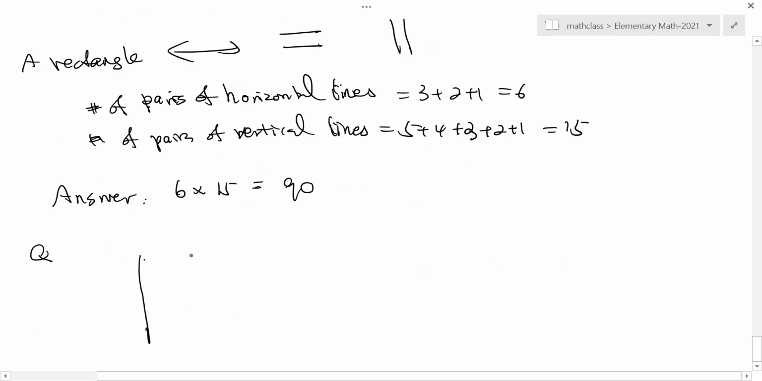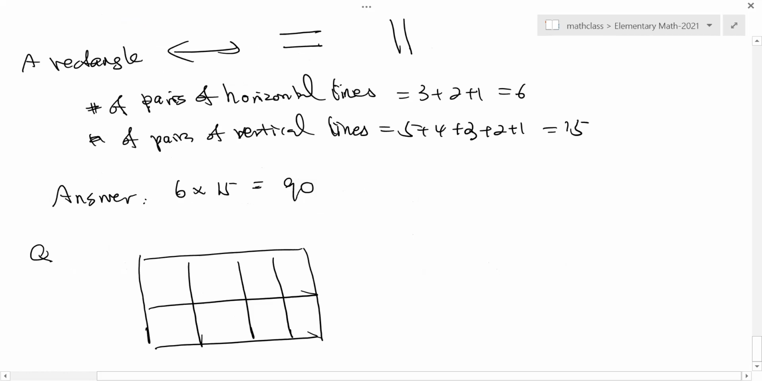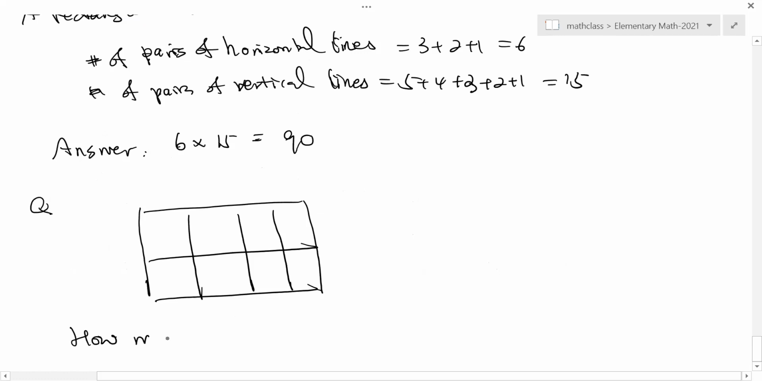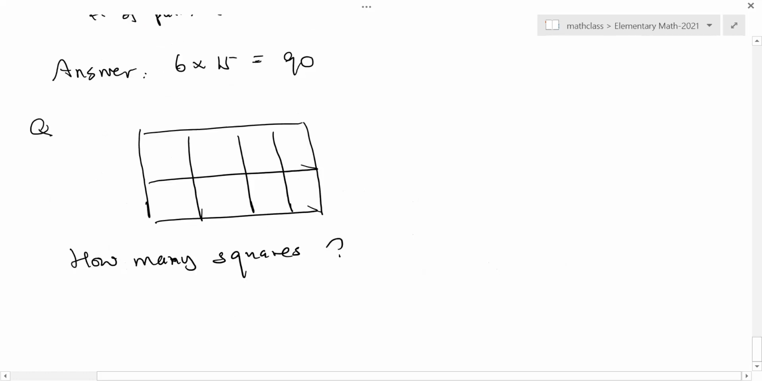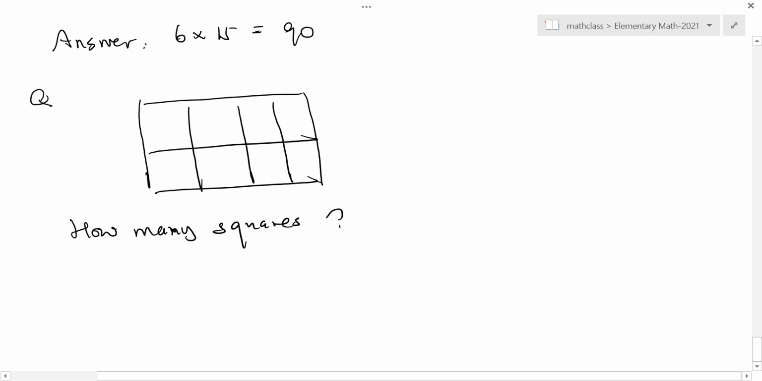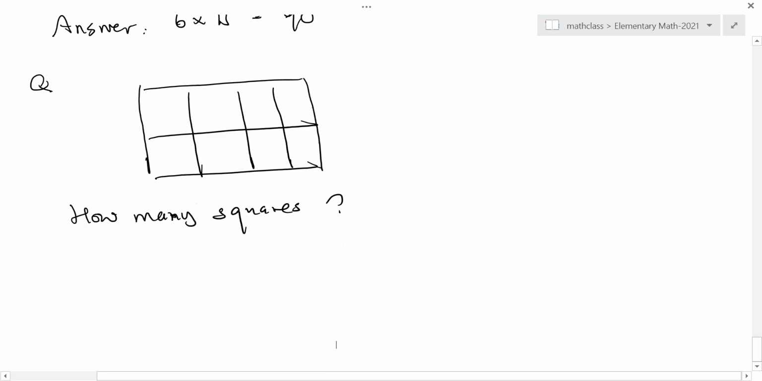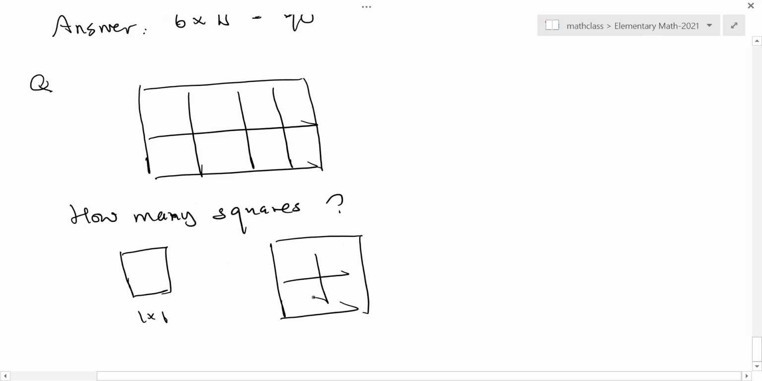All right, so now this is different. 1, 2, 3, they're all squares here inside. So the question is how many squares? Well, you count the squares in this size, it's 1 by 1. You also count the squares 2 by 2. That's all you need to count.